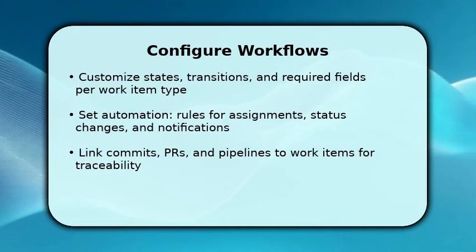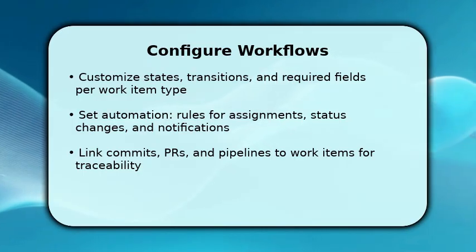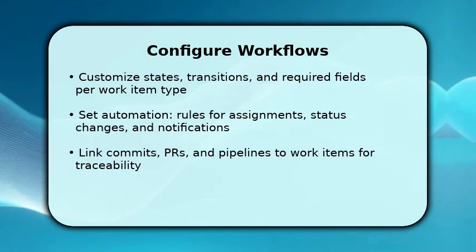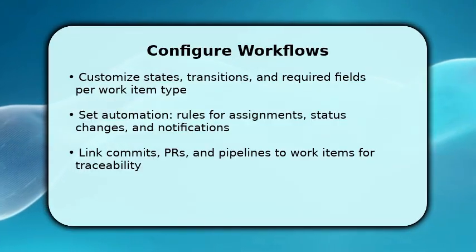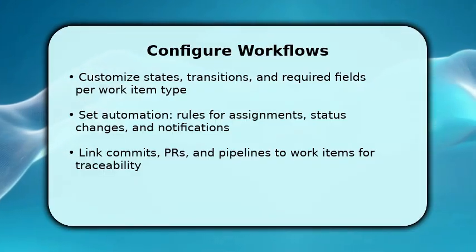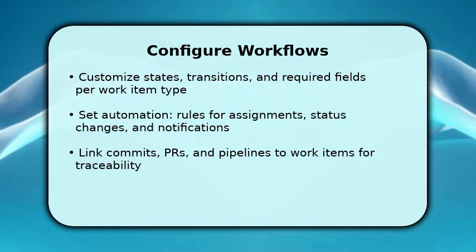Once the board exists, you configure workflows to match real processes. This reduces manual updates and errors. You should modify states and transitions per item type so the board enforces expected approvals and reviewers. Then add automations like auto-assign on move, status change triggers, and Slack or email notifications to keep stakeholders aligned. Also integrate repos and pipelines so each card shows commits and build results. This connection is crucial for traceability and faster incident resolution.